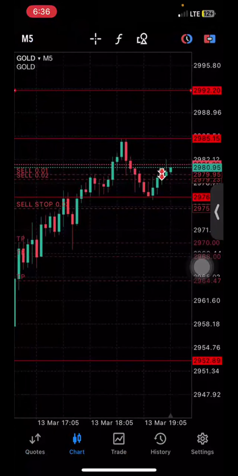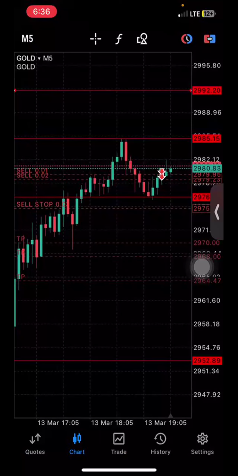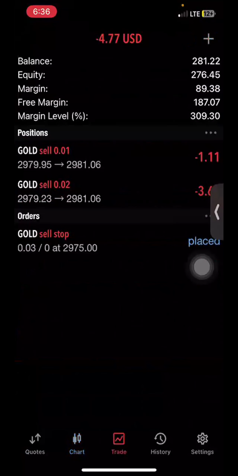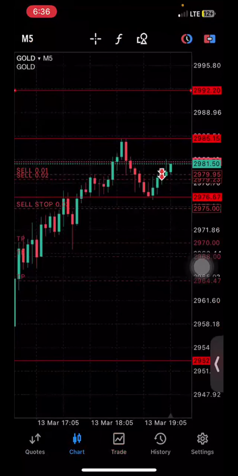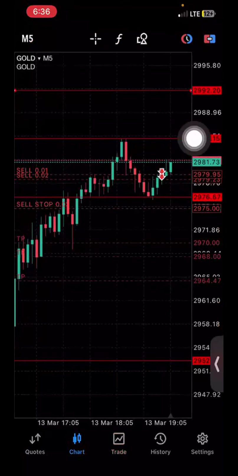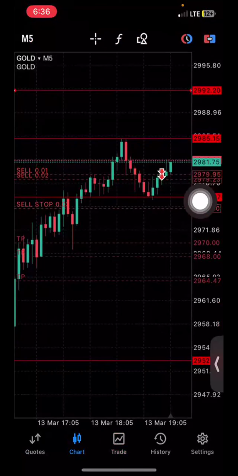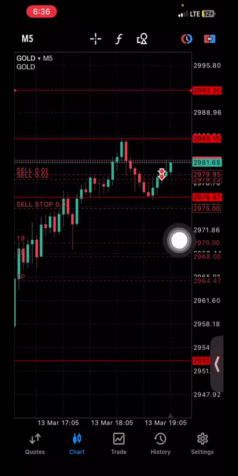Now, let's say in this trade I had my TP at 100 pips, my stop loss at 50 pips. Let's say I took a trade from 2979.95, almost 80, and my SL was supposed to be at 85, at this top line here. So it means I'm only risking $5 to be able to get $10. If you hit your TP, you make $10, but if you hit your SL, you lose $5.